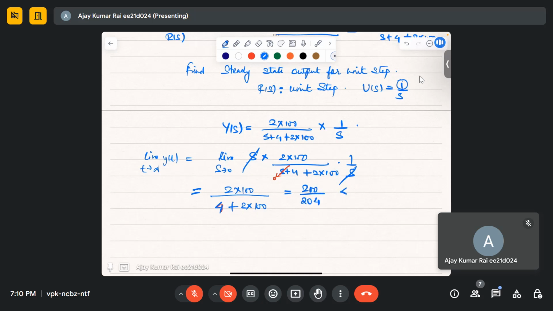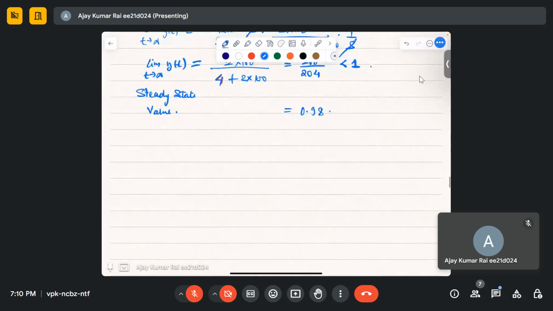Okay, this will be slightly less than 1, right? Your output, if you see, this is limit t tending to infinity y of t, right? You're finding the steady state value. Okay, so to be more precise, let me calculate the value. So this is 200 by 204. Okay, something like 0.980. Okay, let me take 0.98.